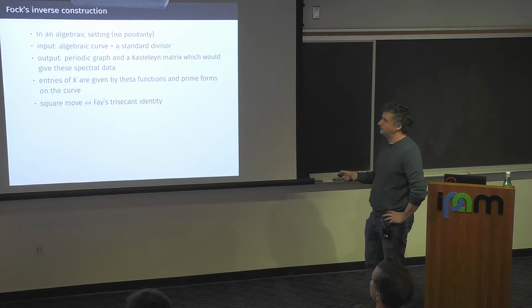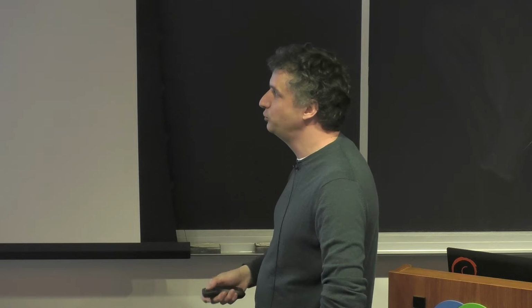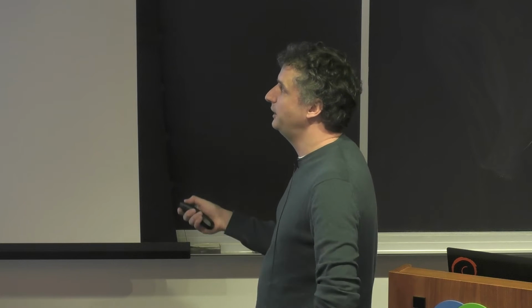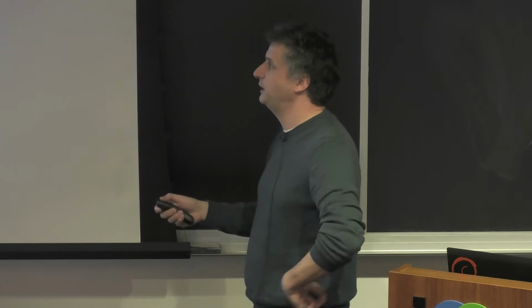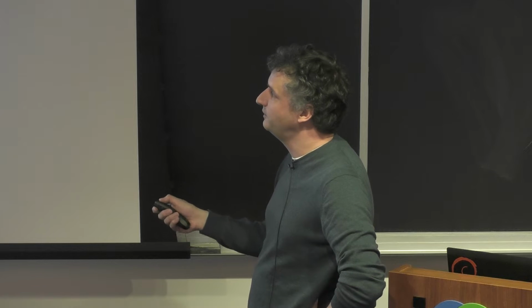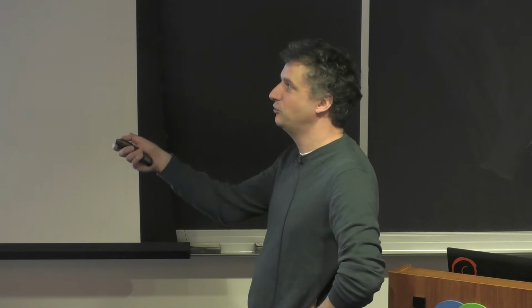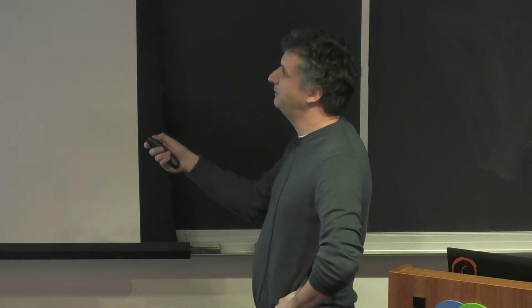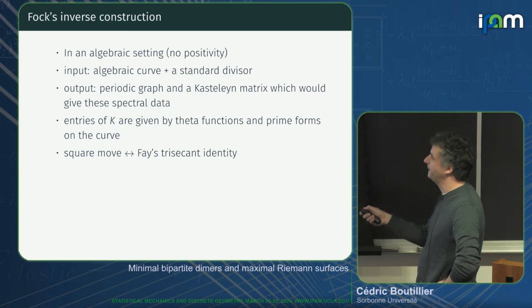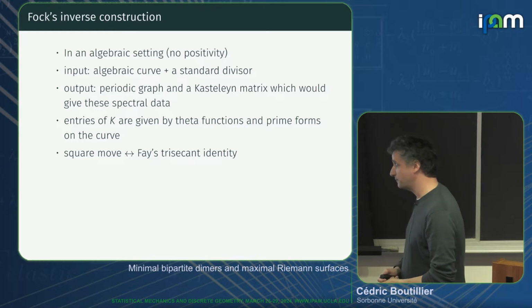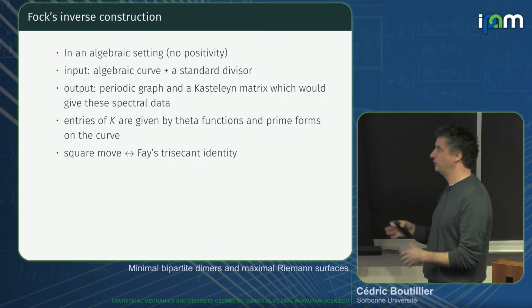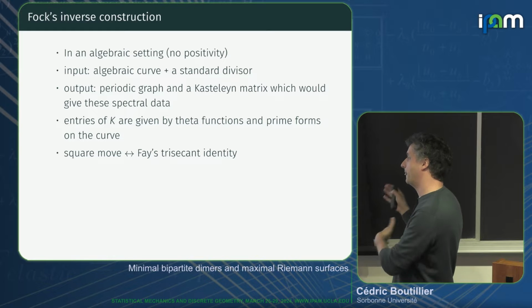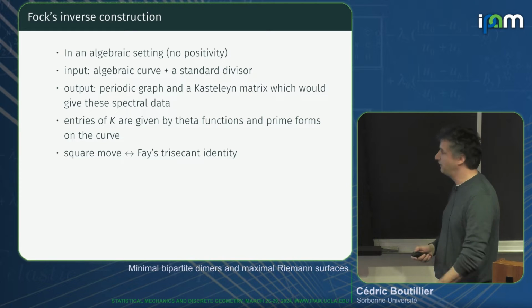and getting as an output a periodic graph and a Kasteleyn matrix, which if you did the construction to get the spectral curve from this Kasteleyn matrix, you would get exactly the algebraic curve you started with, and the standard divisor here would also match the one you used for the constructions. So the entries of this Kasteleyn matrix, they are given in terms of theta function and prime form. So I will come back to this formula a bit later.